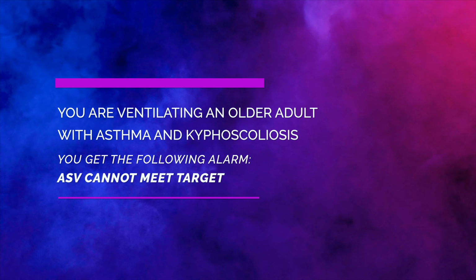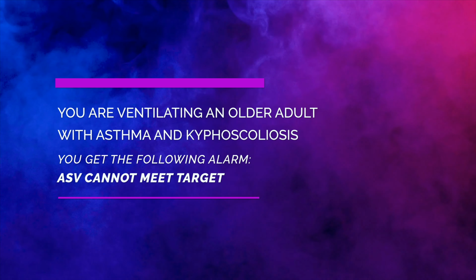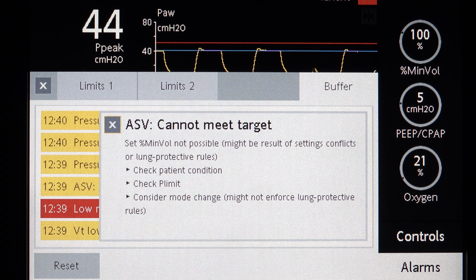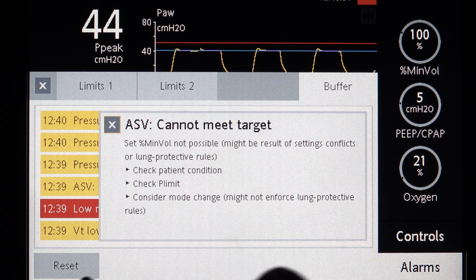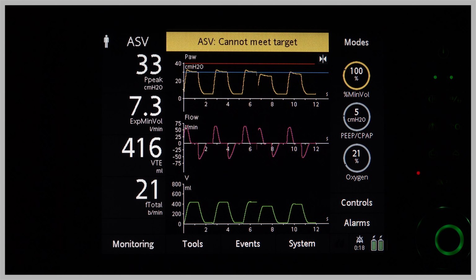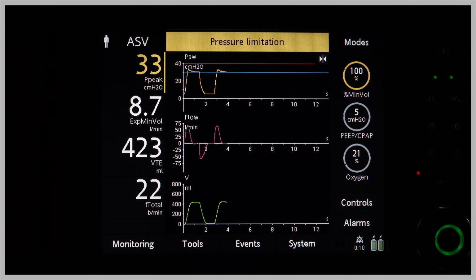Let's imagine you are mechanically ventilating an older adult with asthma and kyphoscoliosis. You get the following alarm: ASV cannot meet target. This situation occurs when the user-defined percent minute volume cannot be delivered, often due to lung protective guidelines governing ASV. This alarm occurs mainly in patients with tight lungs for which ASV attempts to limit pressure. Adjusting alarm limits provides ASV with greater flexibility in pressure and volume.